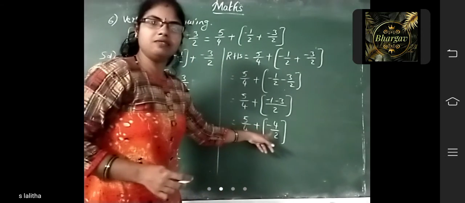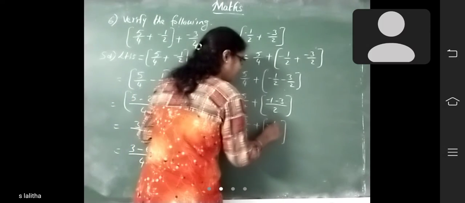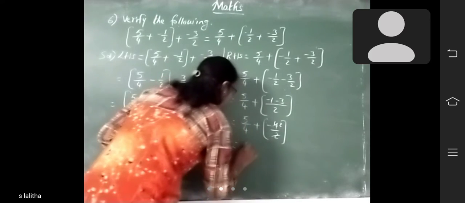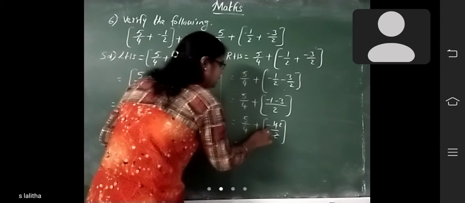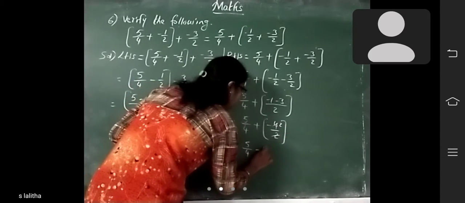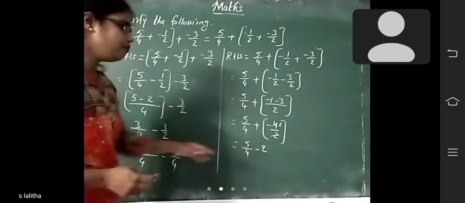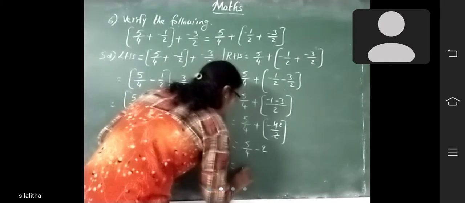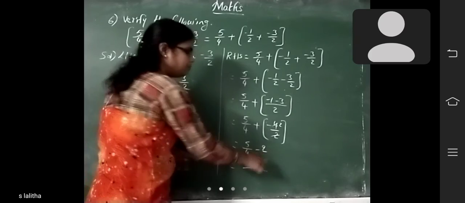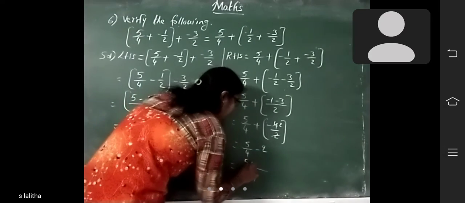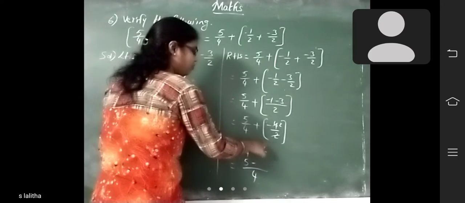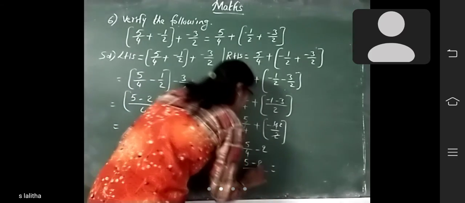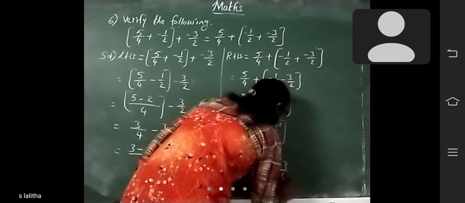Can you simplify this one? Yes, in the 2 table 2 ones, 2 twos 4. So 5 by 4 plus of minus 2. Okay, now find the LCM. Simplify this one. If there is not any denominator it should be 1. So 4 ones 4, 5 minus 1 4s 4. 4 twos how much? 8. So 5 minus 8 how much is the answer? Minus 3. Minus 3 by 4.